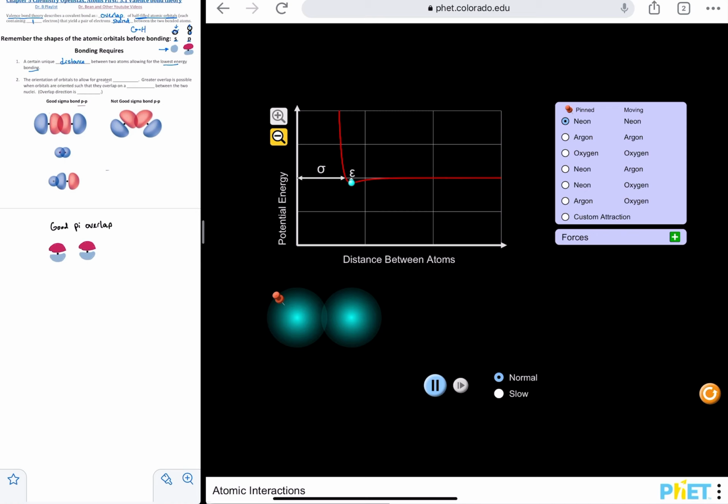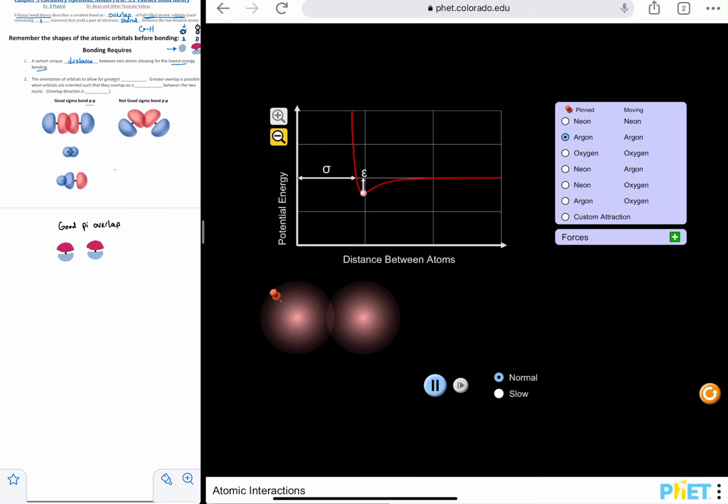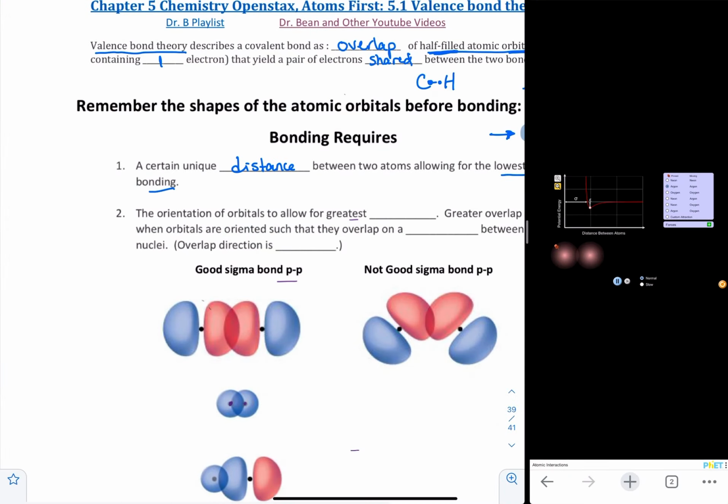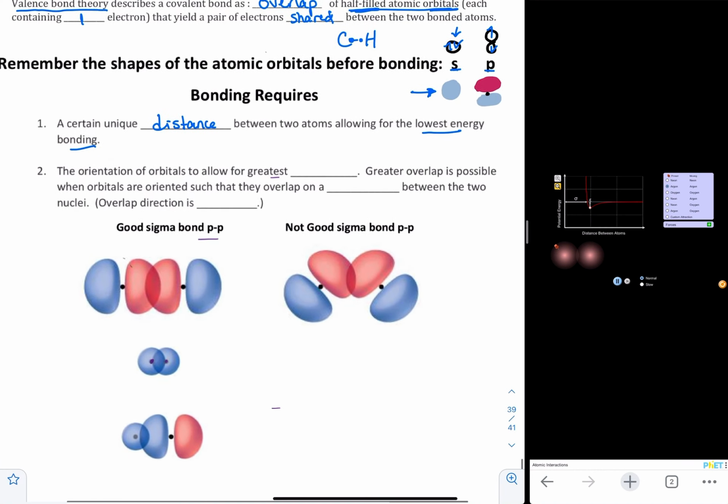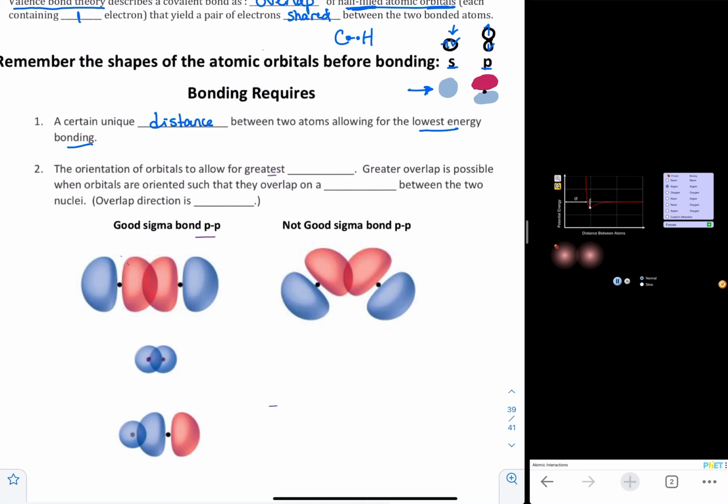So you can pull up this simulation. It's linked, and you can see what happens if you take the different atoms and try to put them closer or farther away. It's really important that the atoms are the right distance apart, and that's unique to the atom. It's atom specific for the distance it's going to be. And we call that distance between the two nuclei the bond length.